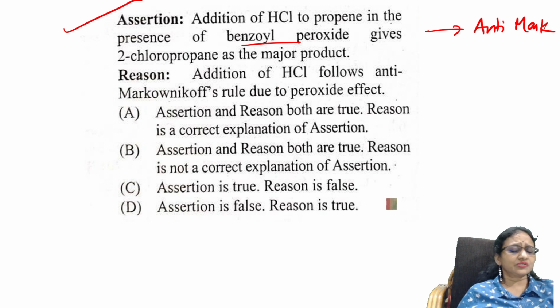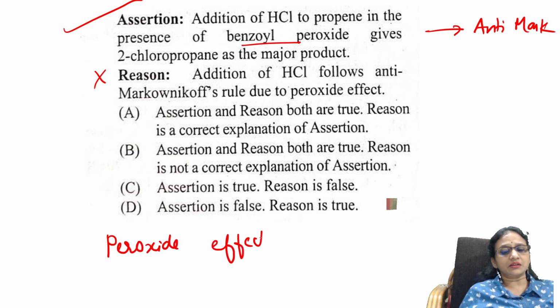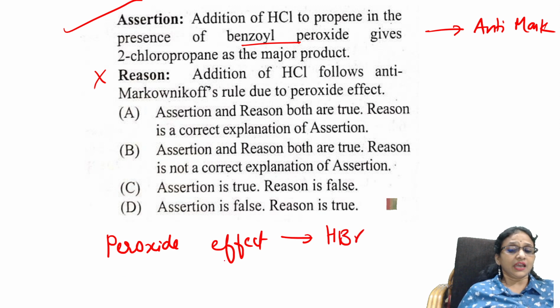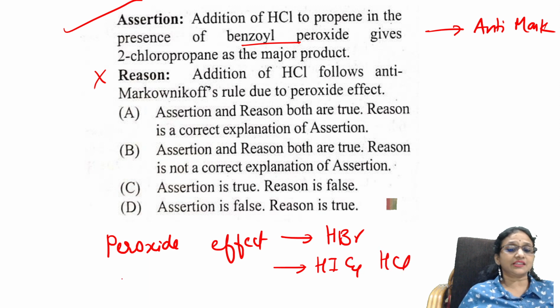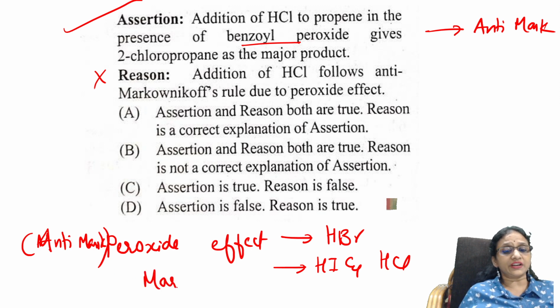So remember, students, always one thing. I'll tell you, this is wrong. One important thing: whenever somebody says peroxide effect, remember, this is observed only in case of HBr. Whenever you have HI and whenever you have HCl, they do not show the peroxide effect or anti-Markovnikov effect. If you have HCl and HI, it is always called Markovnikov addition. Remember this.